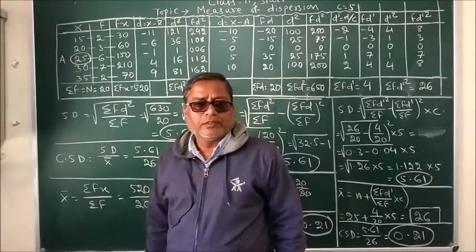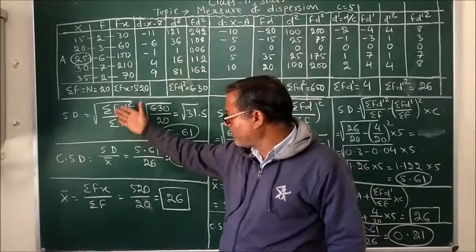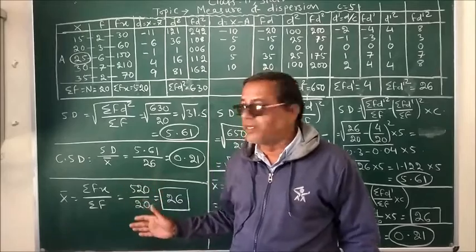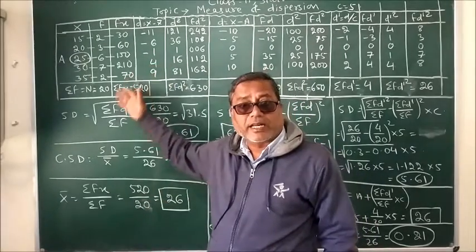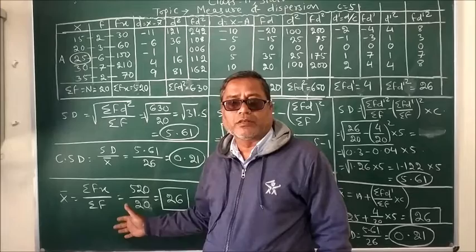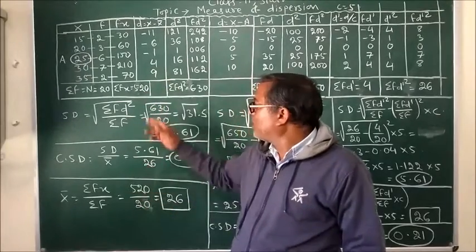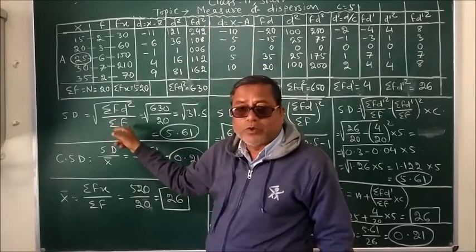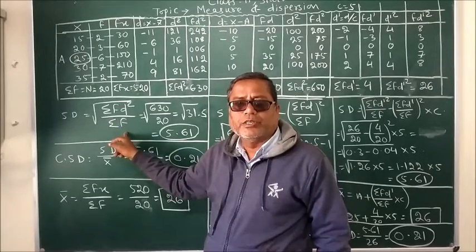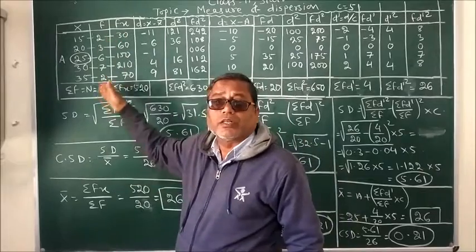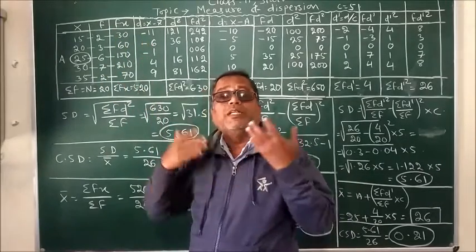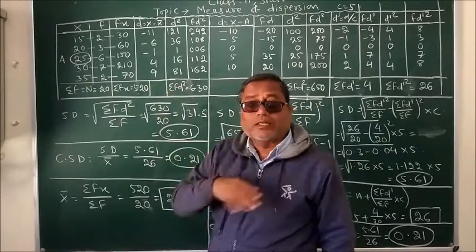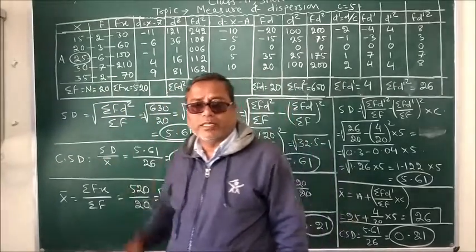So first, look at how to calculate standard deviation and coefficient of standard deviation by using direct method. In direct method we take the actual mean. After looking at the formula that is used, you can be sure what columns we actually require to find, and what aggregates we actually need to calculate.